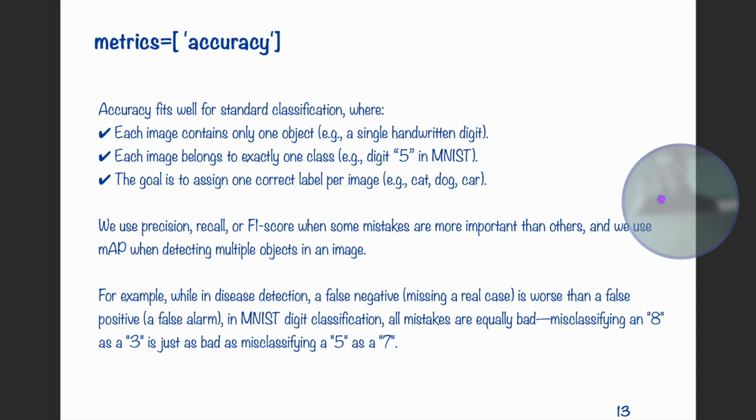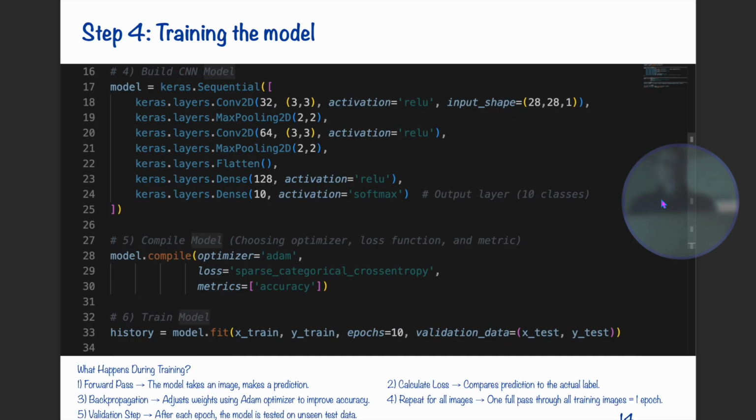For example, in disease detection, a false negative is worse than a false positive, while in MNIST digit classification, all mistakes are equally bad. That's, misclassifying an 8 as a 3 is just as bad as misclassifying a 5 as a 7. So now that we understand the keywords, we can train the model.